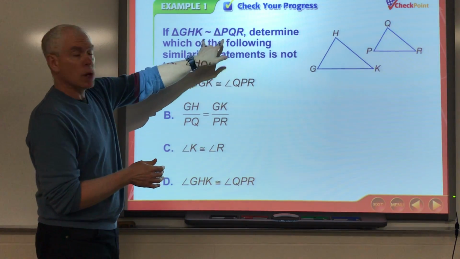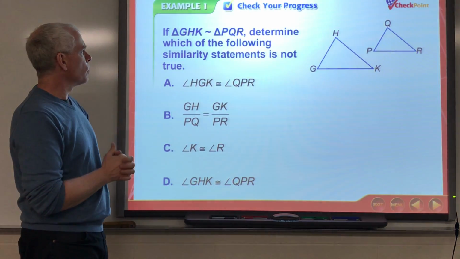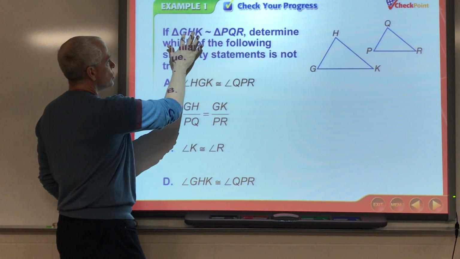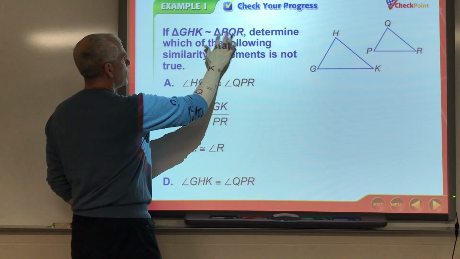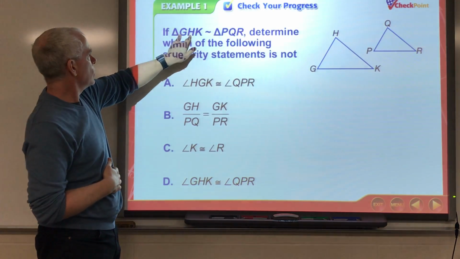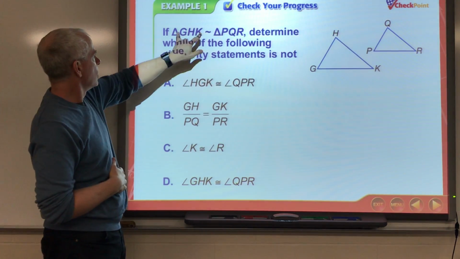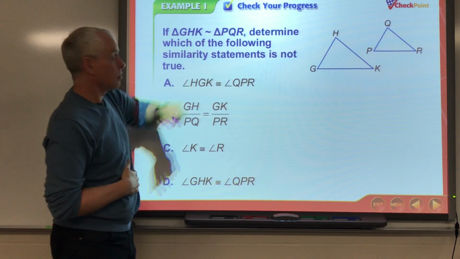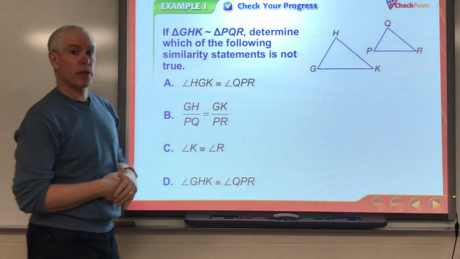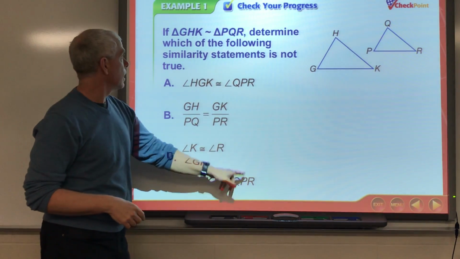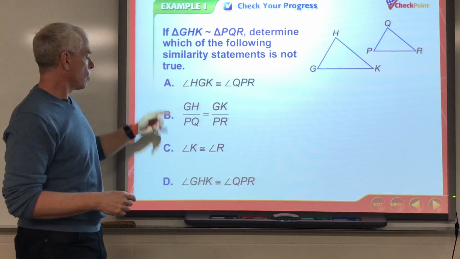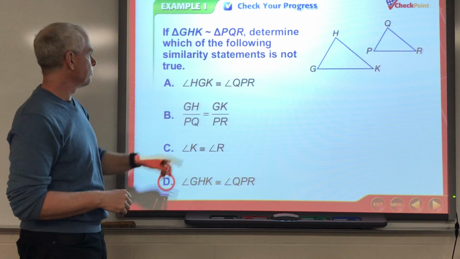So we know these triangles are similar. Determine which of the following similarity statements is not true. Okay, so angle HGK congruent to QPR. Those are exactly the same, so that's true. GH over PQ. GH corresponds to PQ, that's fine. GK then is over PR. Again, fine, they're in the same spots. Angle K congruent to angle R. They're both the third ones listed there. Angle H congruent to angle P. Ooh, those are not corresponding, so that would not be true. So if you got D for this, you did it right.